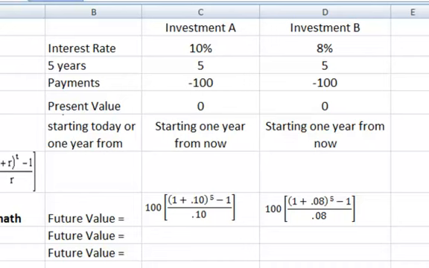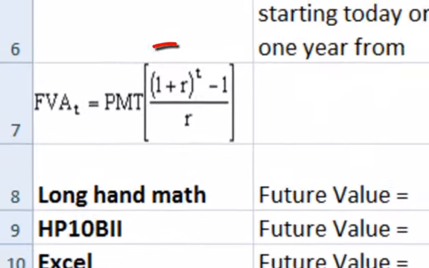Investment B is the same investment except I'm compounding at 8% instead of 10%. Both payments, as I mentioned earlier, are starting 1 year from now. Therefore, we refer to these as ordinary annuities. If we look over to the left, we'll see the formula.